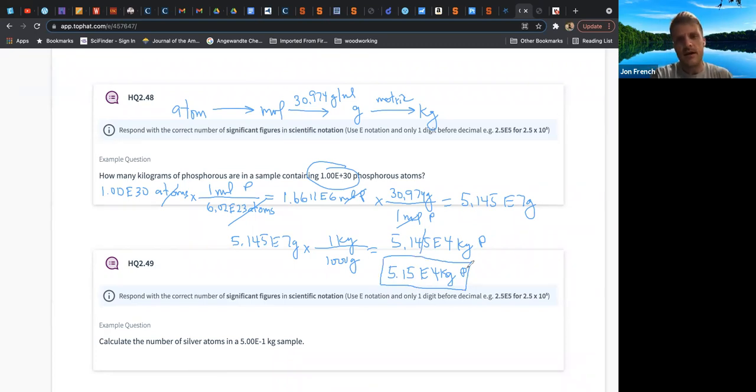To see that atoms to moles, we know Avogadro's number lets us do that. Moles to grams, we know the information in the periodic table lets us do that. And then grams to kilograms, that's the metric system. So hopefully that helps with question 48 from the homework.